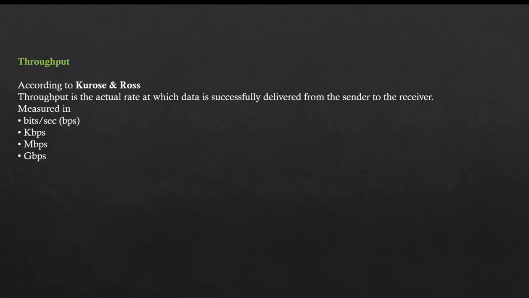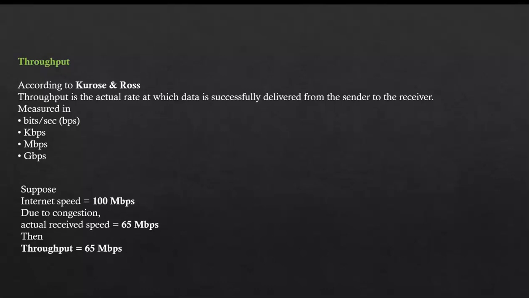Let's clear up a common misconception here. Say, for example, your subscribed internet speed is 100 Mbps, but due to congestion you only receive 65 Mbps. Then the throughput is 65 Mbps.